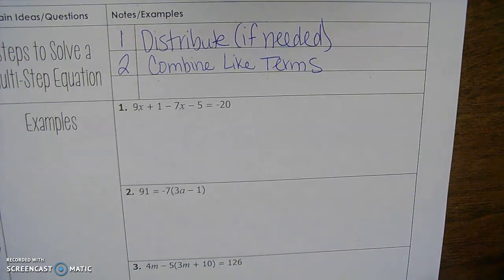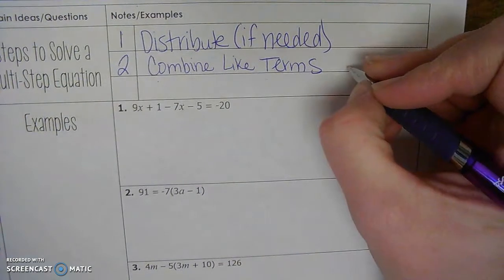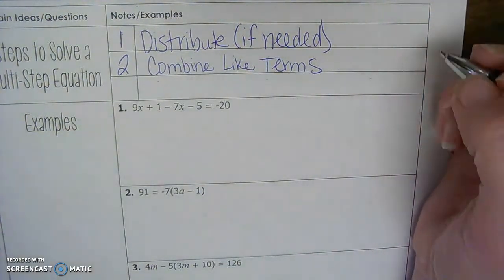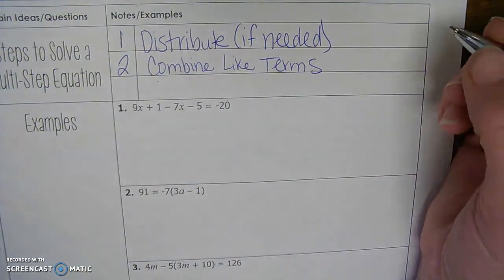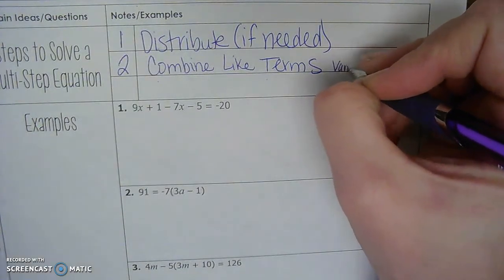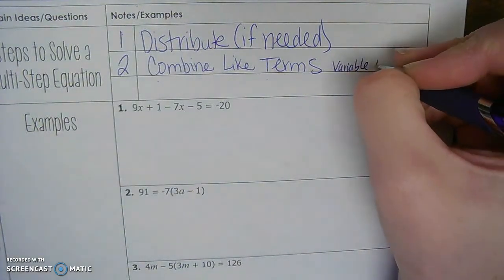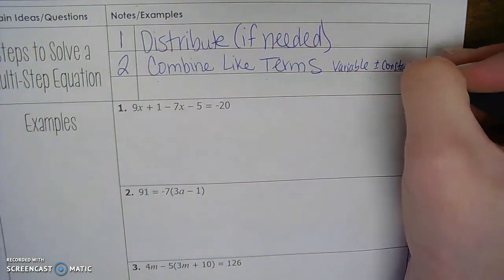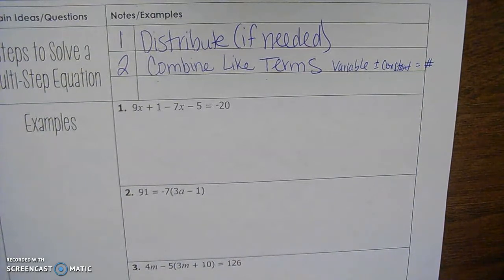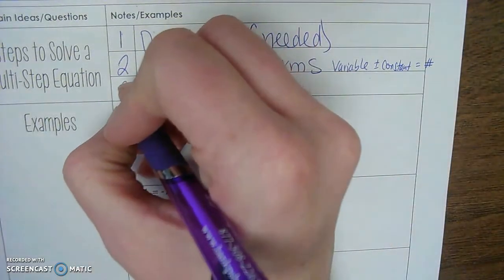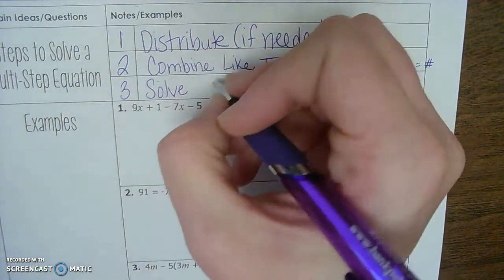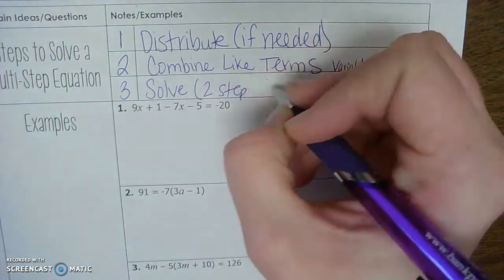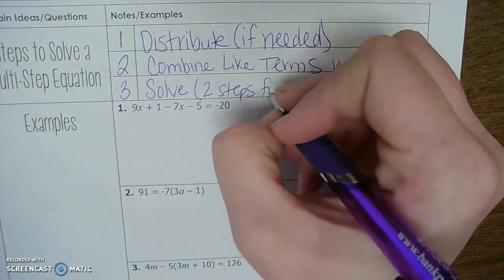Once you get your like terms combined, you should be down to a two-step equation. So you should have a variable and a plain term on one side and then just a number. So a variable term plus or minus a constant, and then equal to another number. Then step 3 is to just solve like we did from Unit 1.